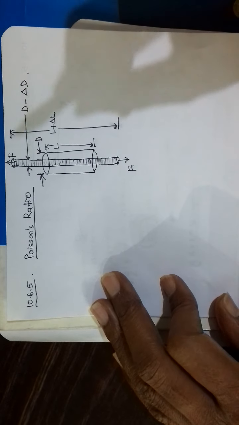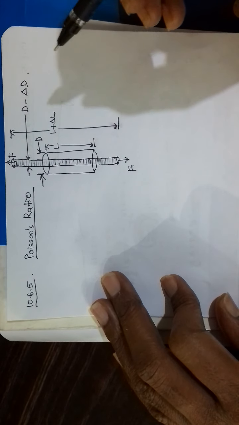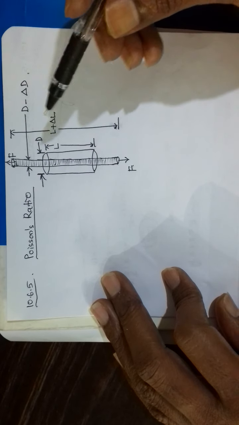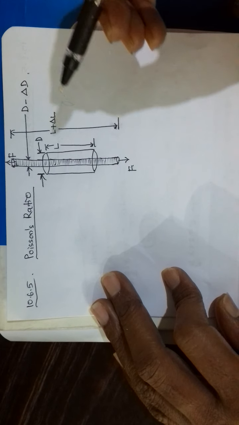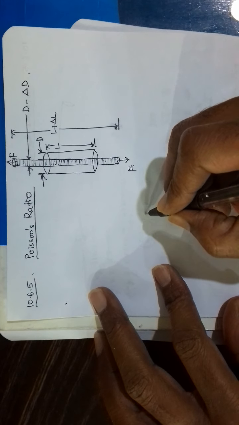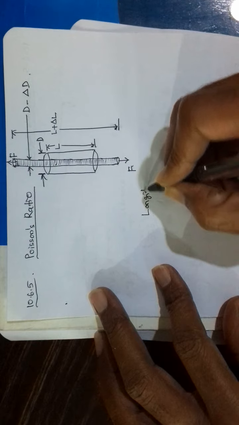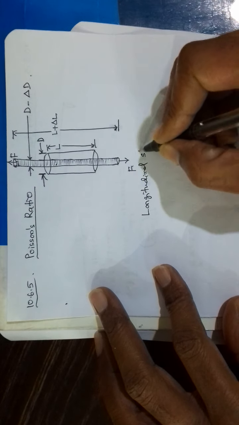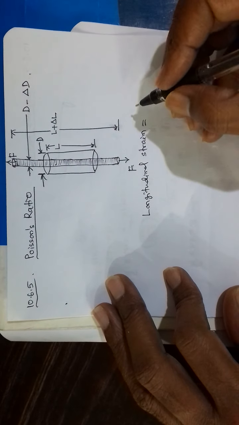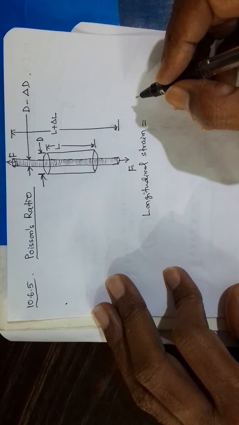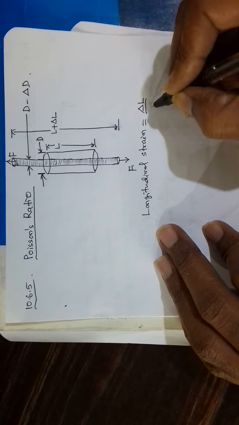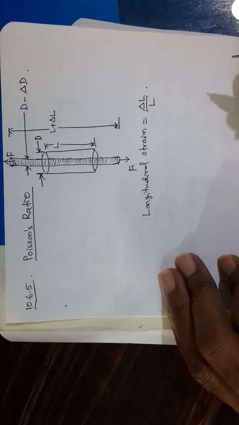So here he used two names. Increase in length, that we already know, is longitudinal strain. So let me write that. Longitudinal strain, that is increase in length. That is nothing but increase in length by original length. Longitudinal strain is defined as increase in length by original length. That you know very well.